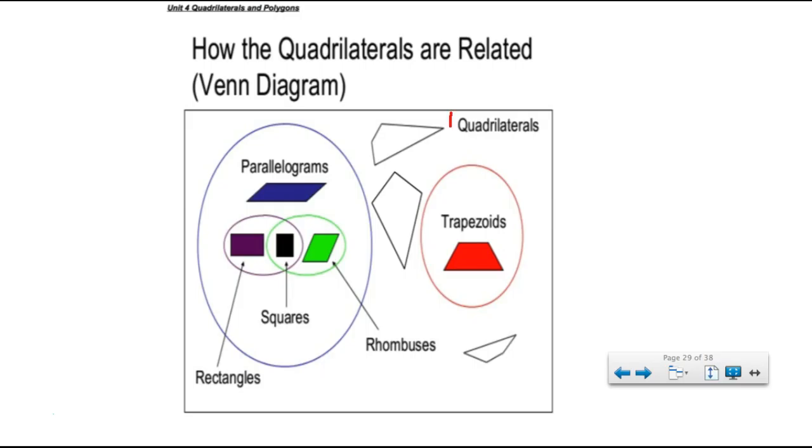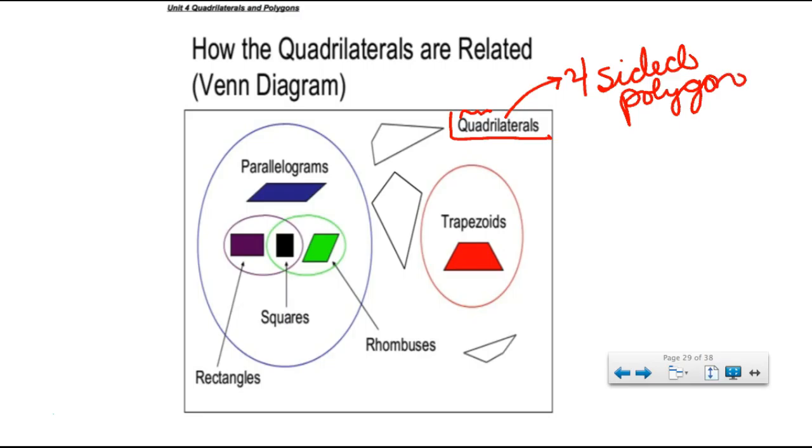Everything on it is a quadrilateral. Go ahead and point off to the side. A quadrilateral's root word is quad, which means four. So a quadrilateral is just any four-sided polygon. If it has four sides, it's a quadrilateral. So every picture on here is a quadrilateral. Now, if there's specific relationships amongst the sides and angles, we give them special names.